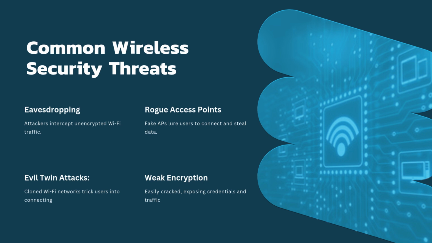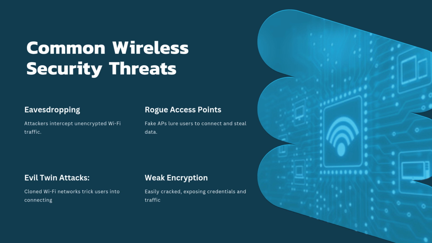Even worse are evil twin attacks, where the attacker clones your real access point's SSID and MAC address, fooling devices into connecting automatically. And don't forget weak encryption. Protocols like WEP or WPA can be cracked in minutes using tools like aircrack-ng. Once that's done, an attacker can join your network and start scanning for vulnerable systems or services.